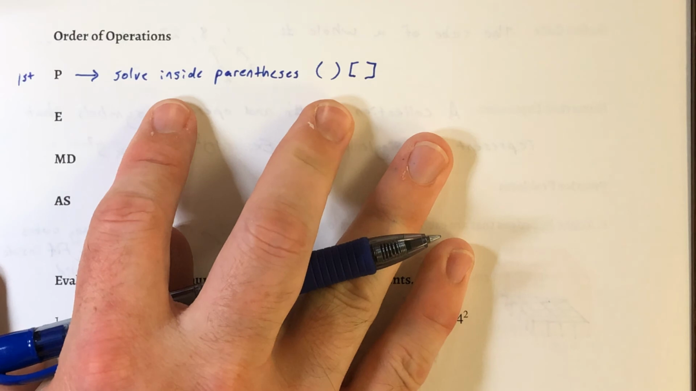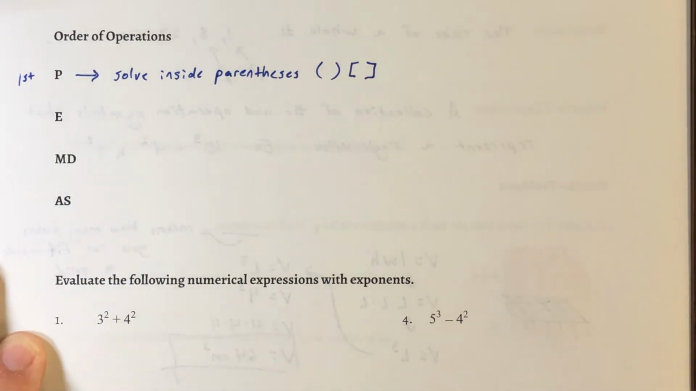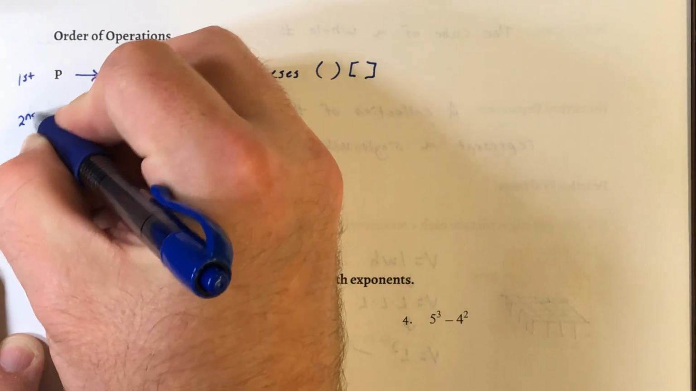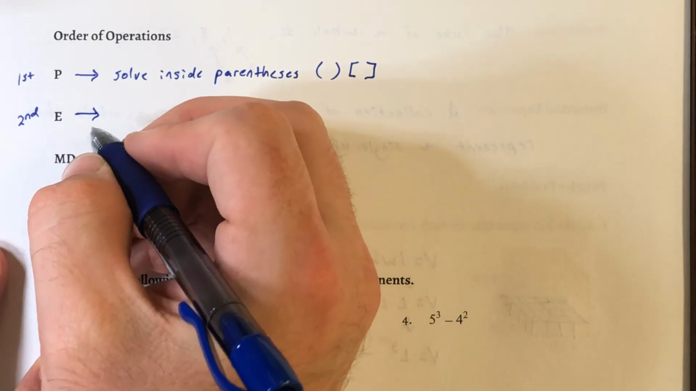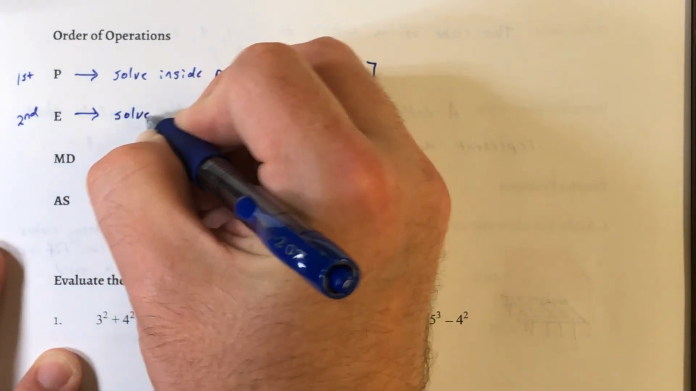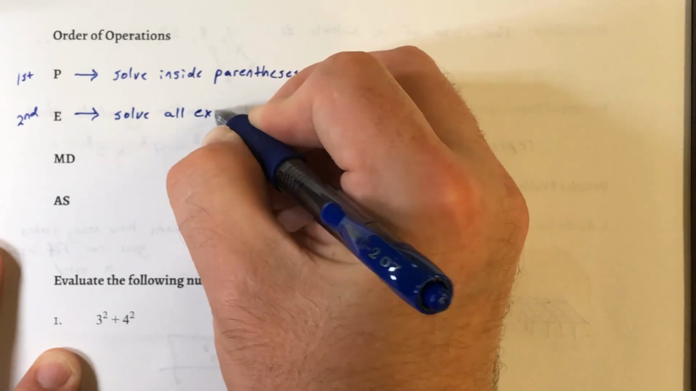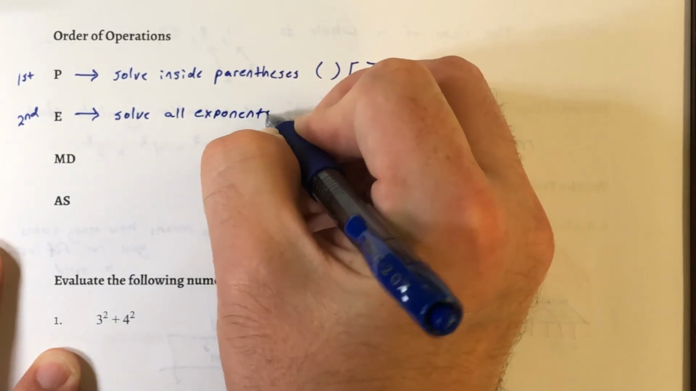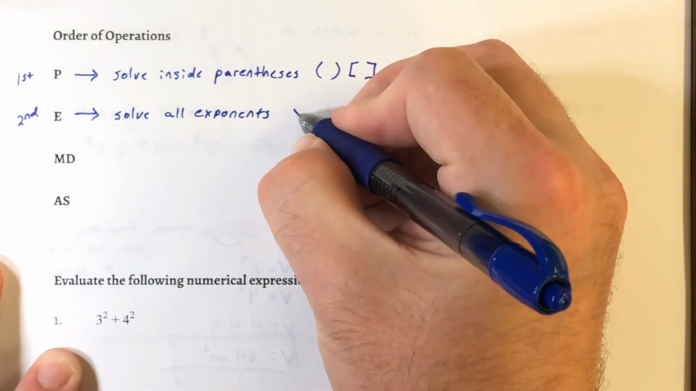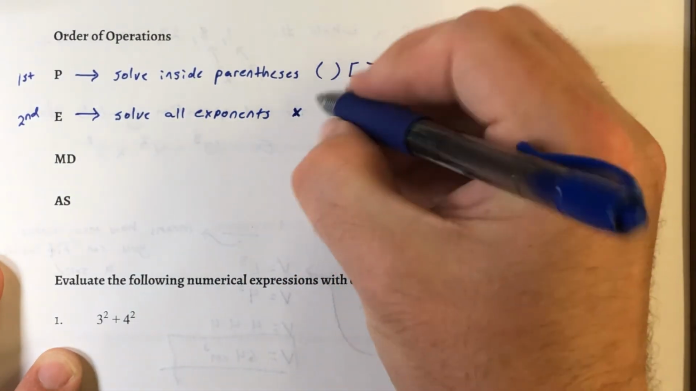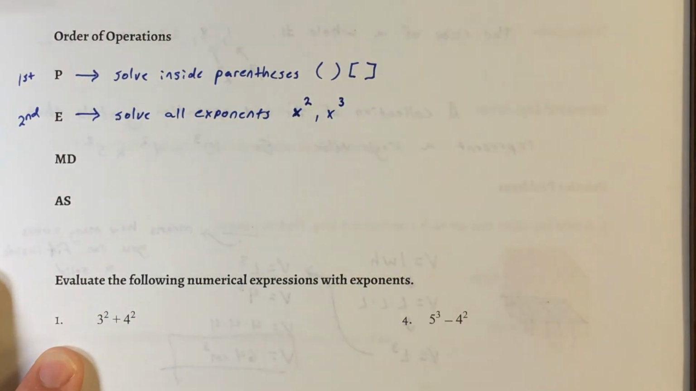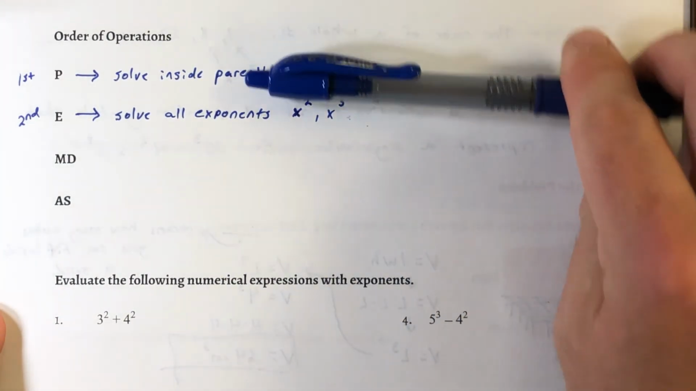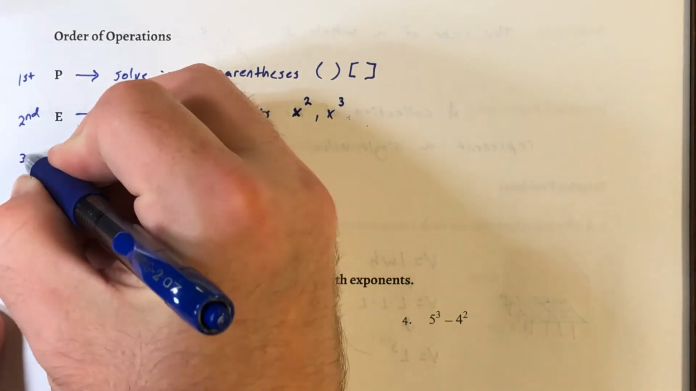Once you have finished everything inside parentheses, you get to move on to the second step. The second step of order of operations states that you must solve all exponents. So, in 6th grade, you're only going to be dealing with numbers that are squared or cubed. So, to the power of 2 or to the power of 3. Once you have done all parentheses and all exponents, you get to move on to the third step.